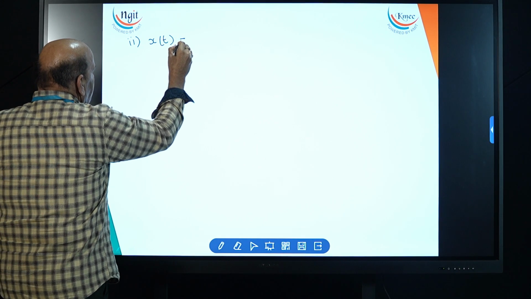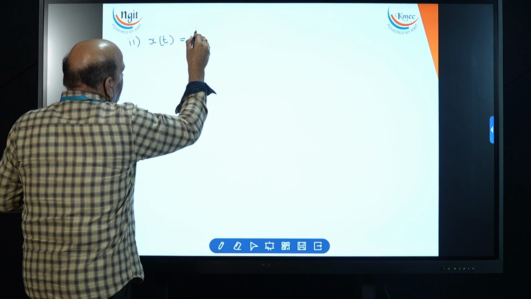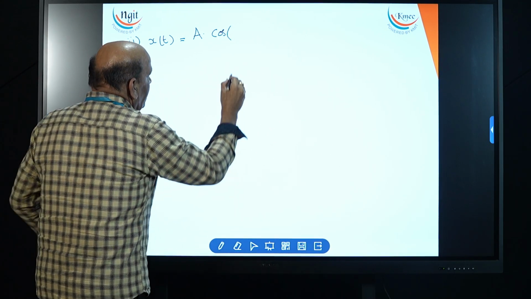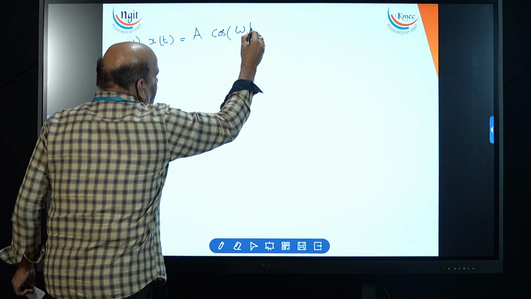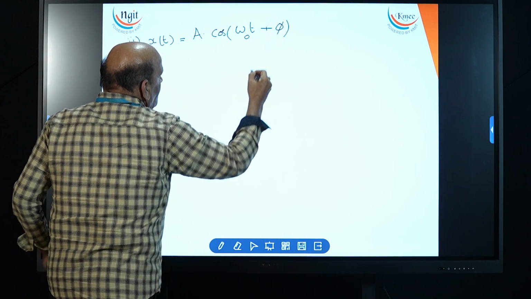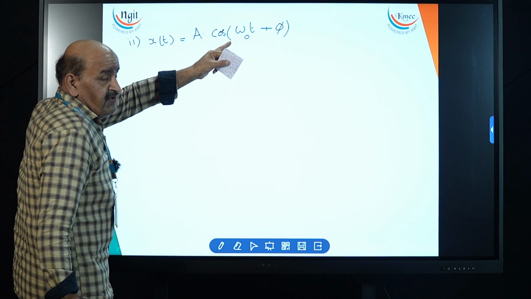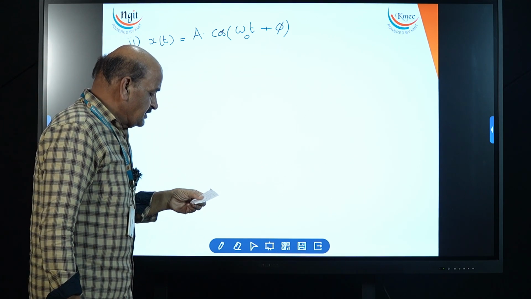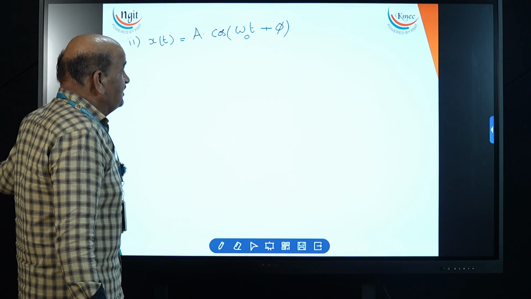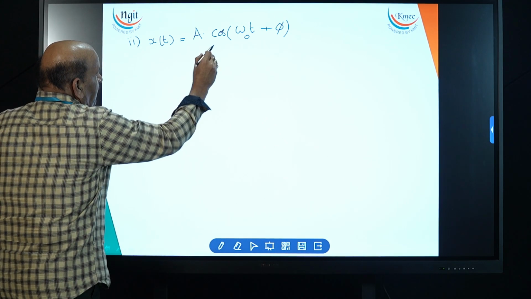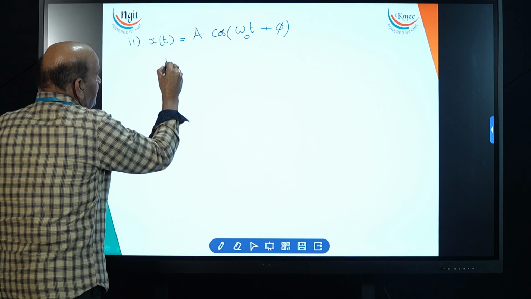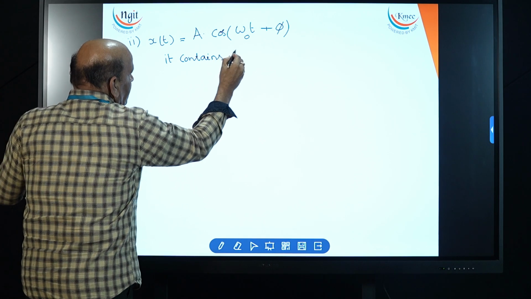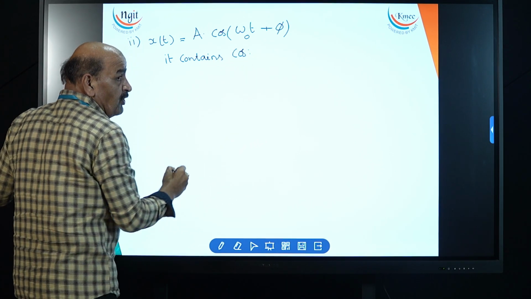Next problem: x of t is equal to a times cos of omega naught t plus phi. Omega naught is the basic fundamental frequency. Phi is the phase value, that is the angle. Now just look at it. This problem is given in examinations. Now, what does the signal contain? It contains cos. That means it is a trigonometric signal.